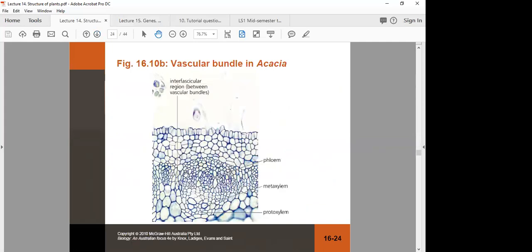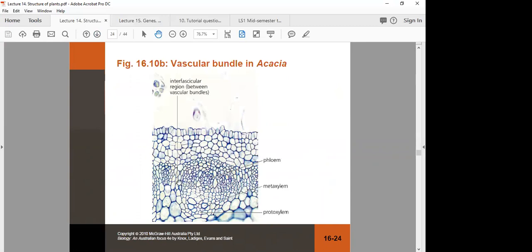So once again, we have a single vascular bundle here. This is the outside of the stem. These are the epidermal cells here. And within the vascular bundle, we have phloem cells here. And then we have xylem down here. And you can see these larger, thicker walled cells of the metaxylem and the smaller, thinner walled cells of the protoxylem.